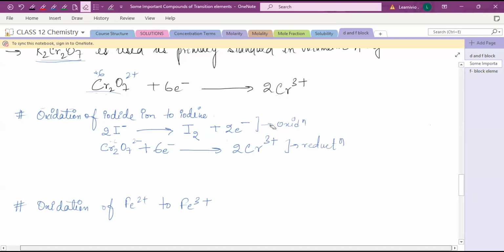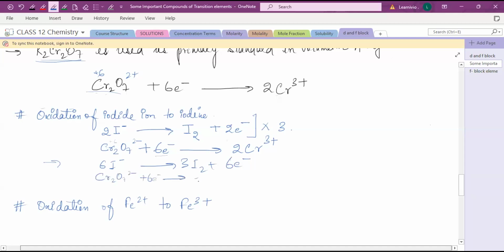Now see how you will write the combined balanced reaction. This is 6 electrons, right? So in the oxidation equation, you have to make it the same. When you multiply it by 3, you will get 6I- giving 3I2 plus 6 electrons. Now write down this equation: Cr2O7 2- plus 6 electrons will give you 2Cr3+. Now this and this will cancel out.